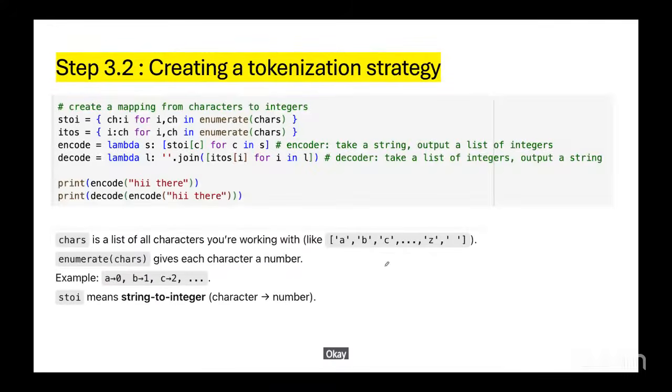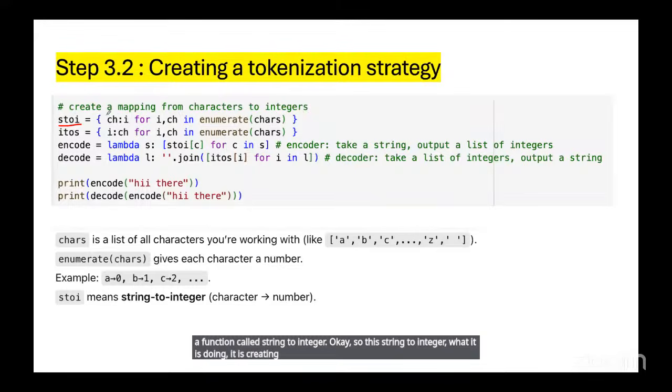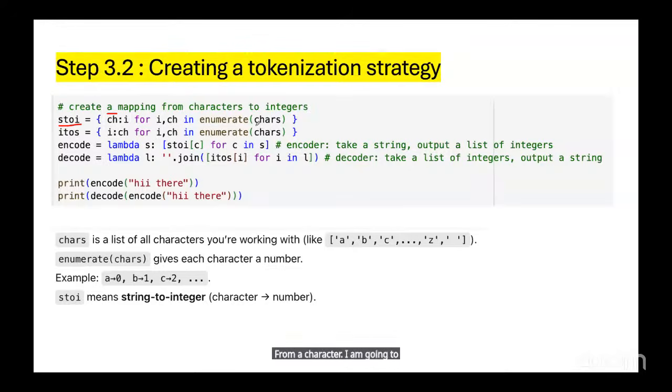Okay. So this is the code for this. I am using a variable called string to integer. What it is doing is creating a mapping from each character to an integer. For i, which is the integer, comma, character, I am going to enumerate all of my characters, right?